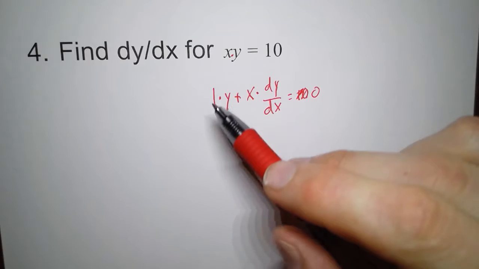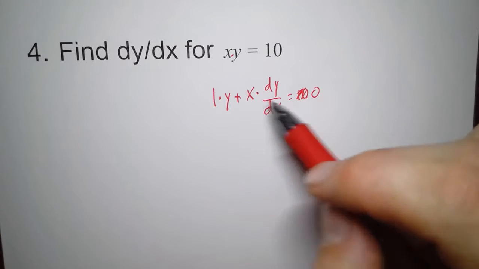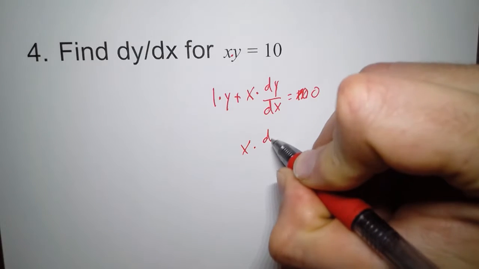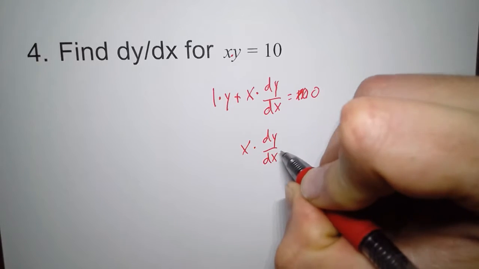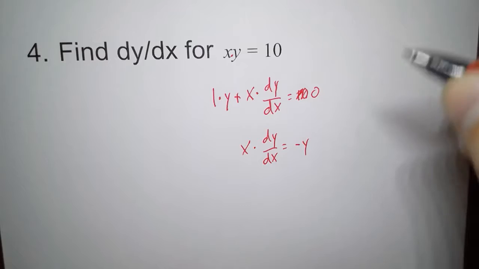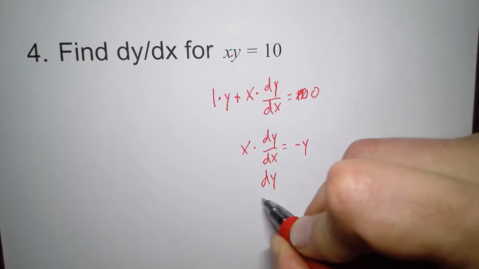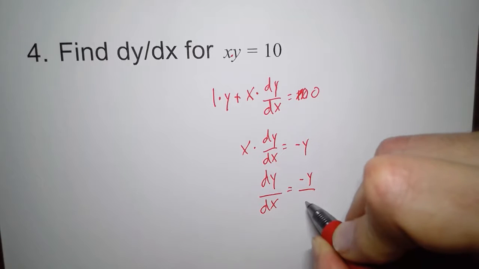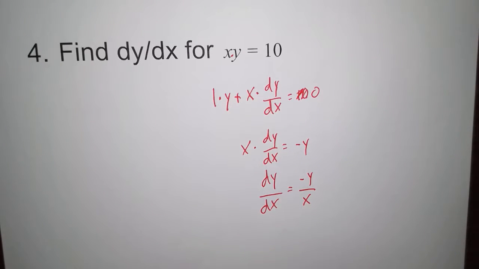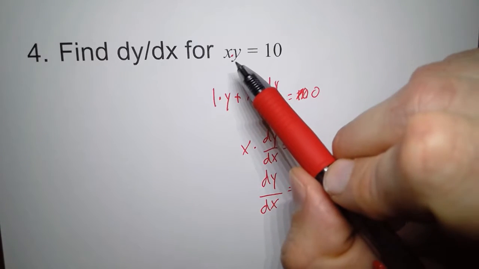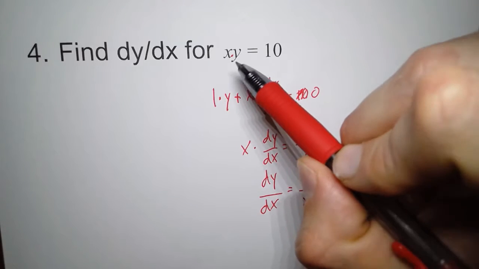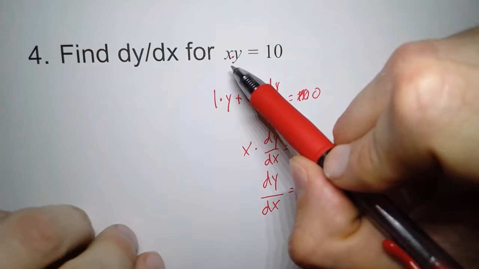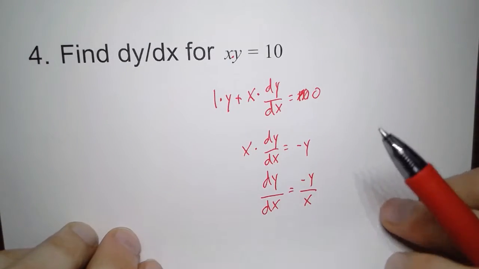So now we want to find dy/dx, so we subtract y. So x times dy/dx equals negative y, so dy/dx equals negative y over x. Again, this is a very important thing to remember. When you have x and y, those are two separate things, and so they have to be treated as a product, not as one term.